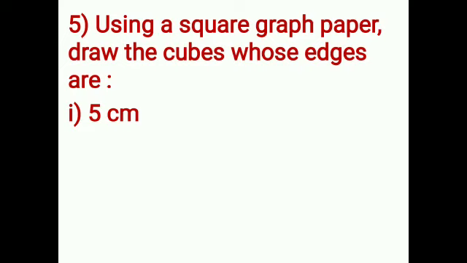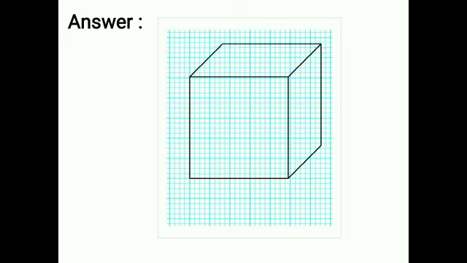So we have to draw the cube on square graph paper whose edge, that is the side, is 5 cm. So let's draw. First, this is called a square graph. This is the diagram of a cube whose edge is equal to 5 cm. So let's draw this diagram.